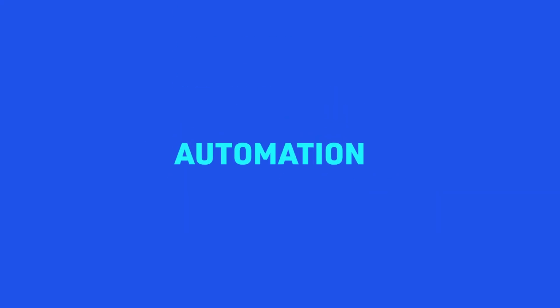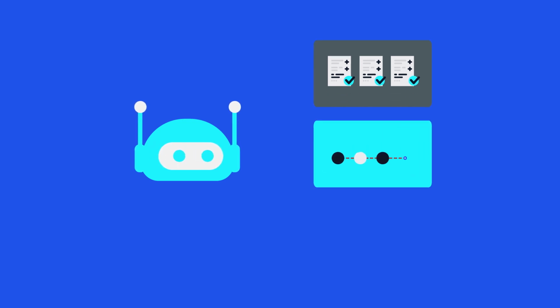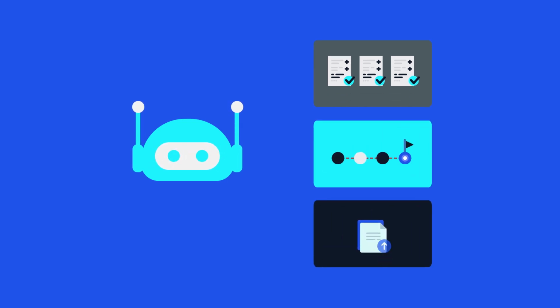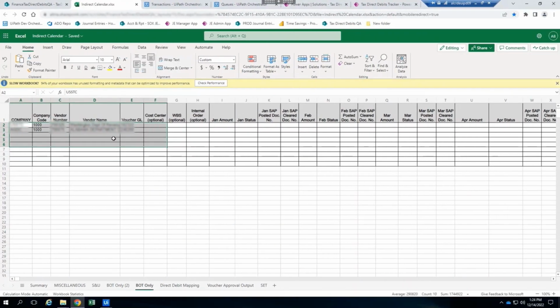With automation, we optimize the process by standardizing the tax direct debit form, creating an approval workflow for review, and automatically posting these entries in SAP upon submission. Let's take a look at this automation. The process is triggered to run on a monthly basis.